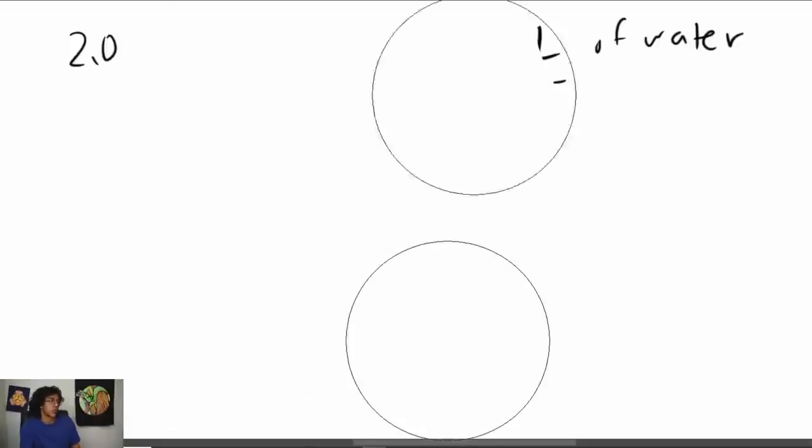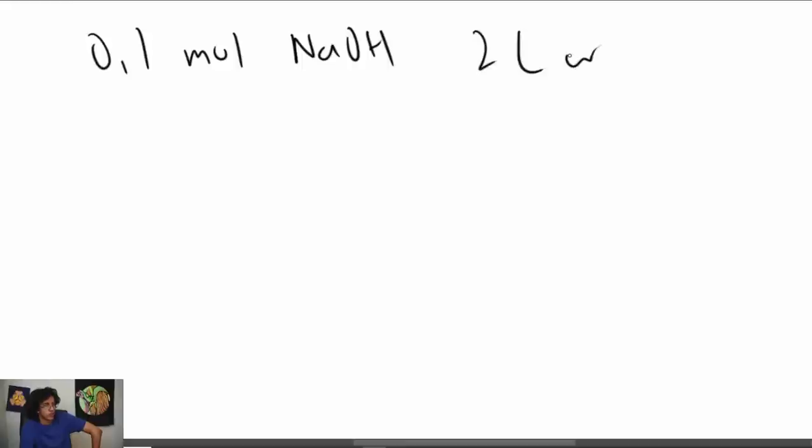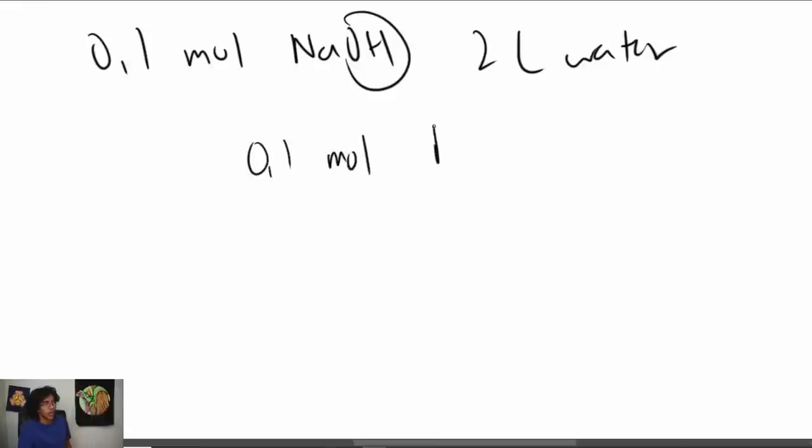Like a base. Let us say we have 0.1 moles of NaOH in, let's say, 2 liters of water. You can see there's only one OH in this molecule, so we don't have to worry about multiplying by 2 or anything fancy like that. So we can just chill, and we know that there is going to be 0.1 moles of OH minus after it breaks apart in the water.